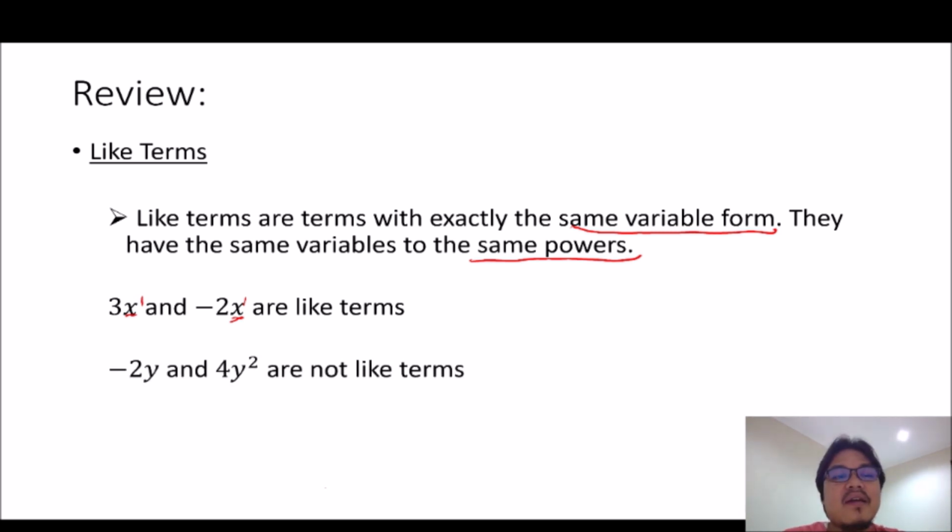Okay? Next, we have negative 2y and 4y squared. Although the two terms contain the variable y, they are not like terms because in negative 2y, the power of y is 1, and in 4y squared, the power of y is 2. Okay, so since the powers are not the same, the two expressions are not like terms.